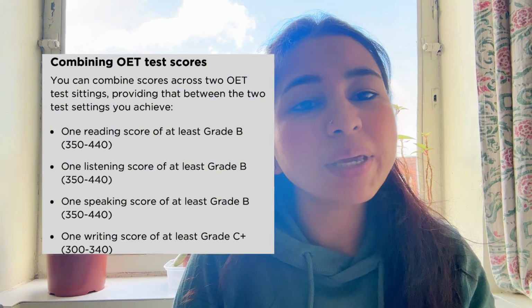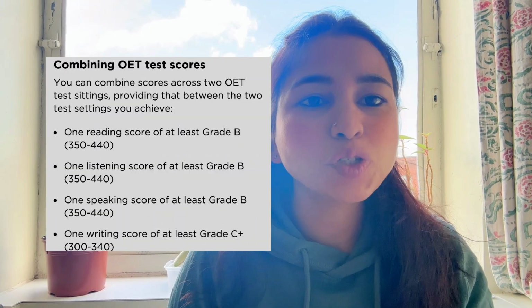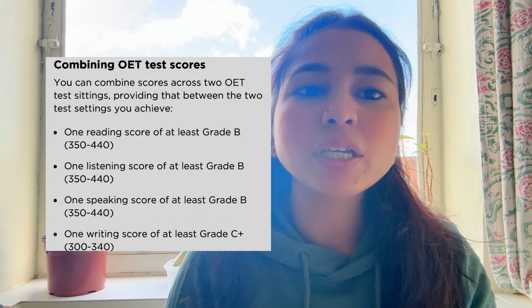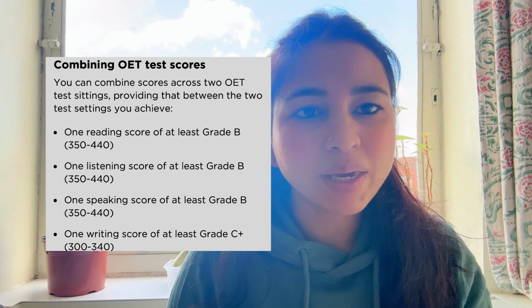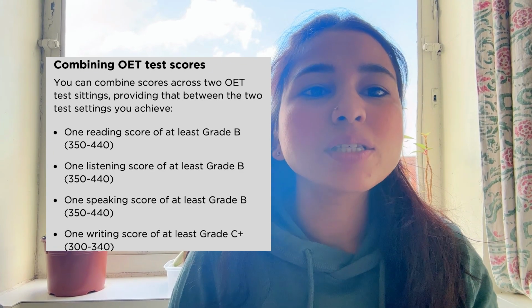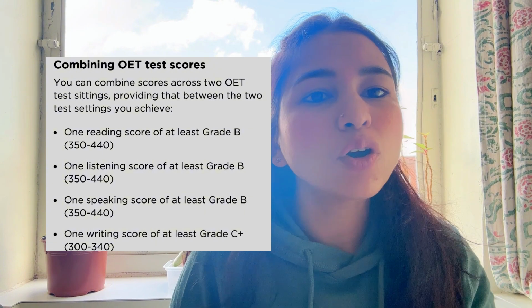You can combine your OET test scores across 2 test sittings, provided that you attain a minimum of grade B, which is 350 to 440, in your listening, reading and speaking, and a grade C+, which is 300 to 340, in your writing. So this is the minimum score. If you get that in your first test sitting, well and good, you don't need another OET. But what if in any of your subtests, like listening or reading or speaking, you don't attain that minimum of grade B? Then you need clubbing of your OET.